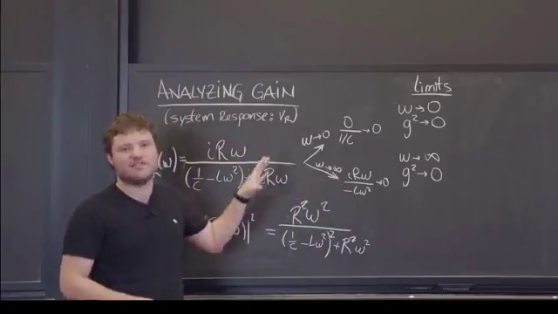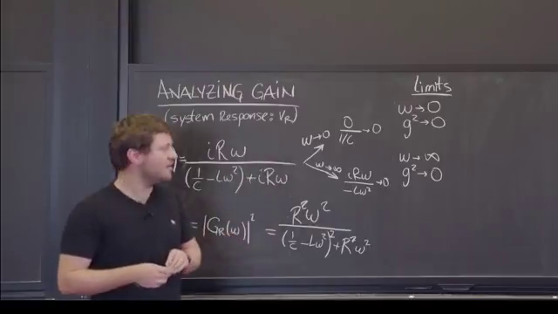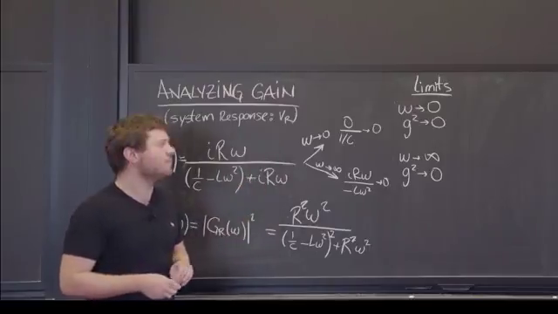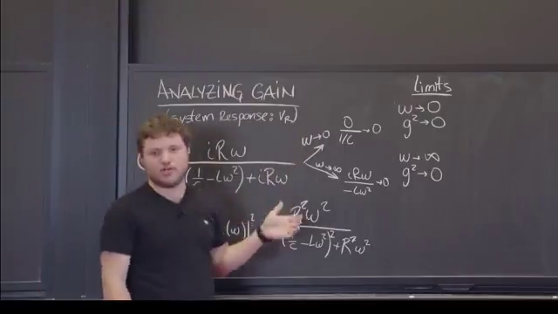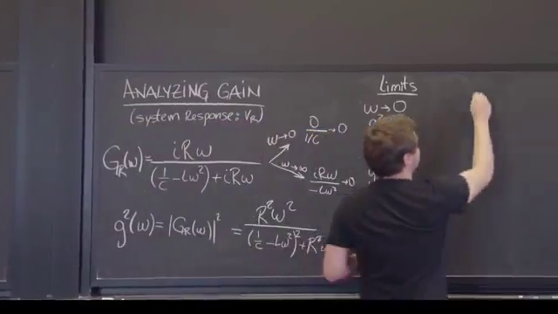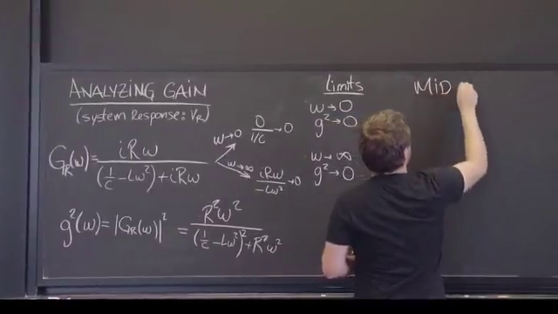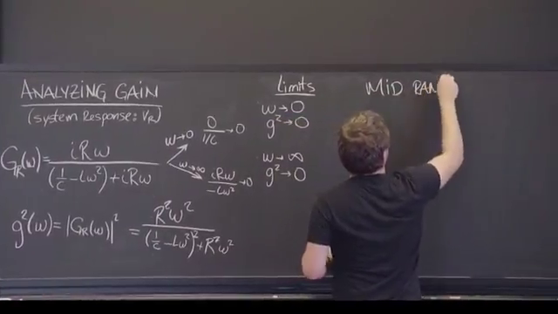All right, so here we have the extreme behavior of the graph, of the behavior of G. Now, what happens in the mid-range? What happens for values in between 0 and infinity? So let's look at mid-range values of omega.